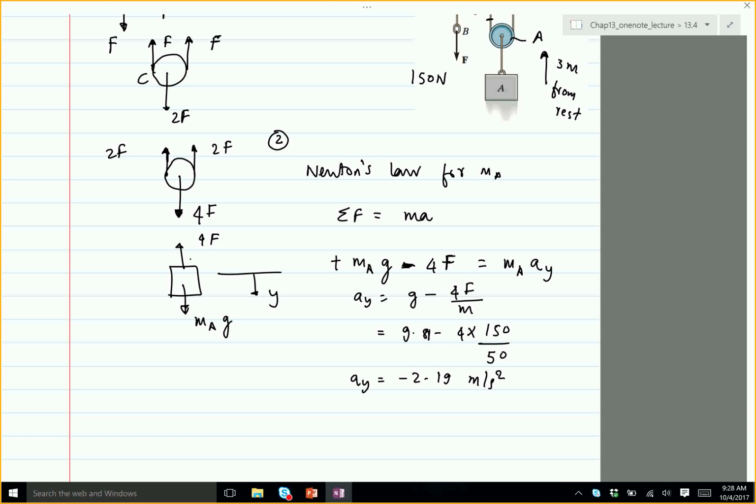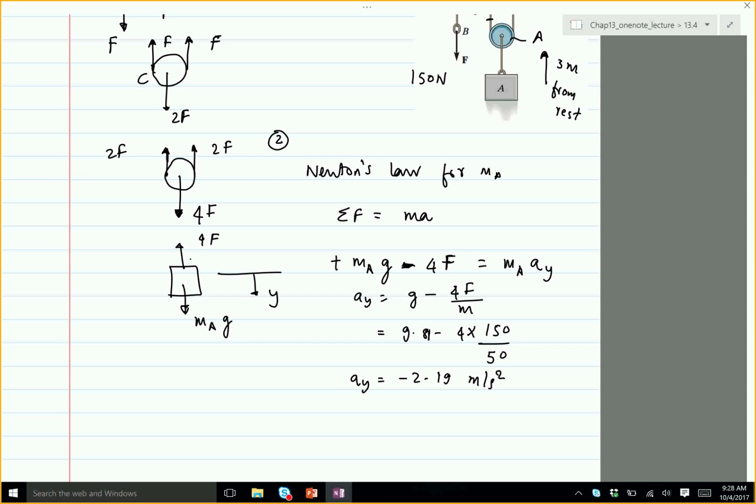So as long as there's no friction, your signs are right. In this case, AY is downward. This is the value. But if there was friction, there's no friction in this case, you would have to go back, reverse your assumptions, and then solve it again.